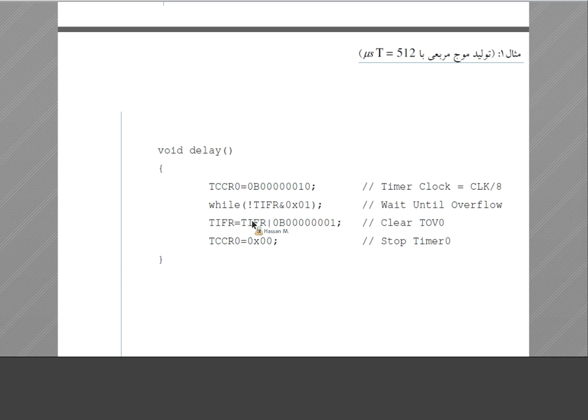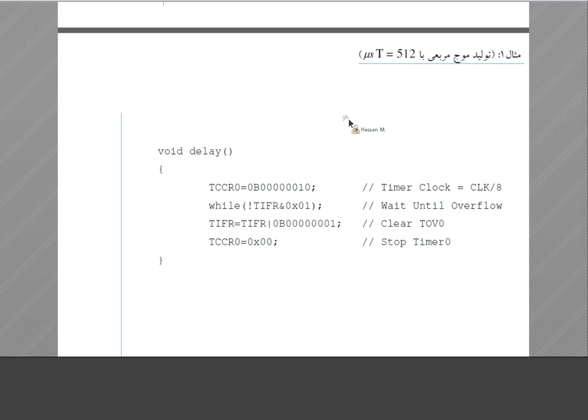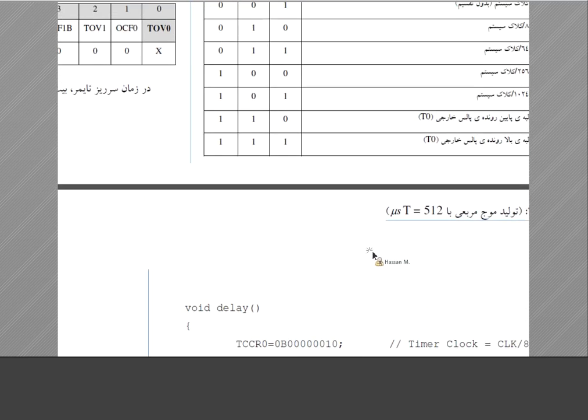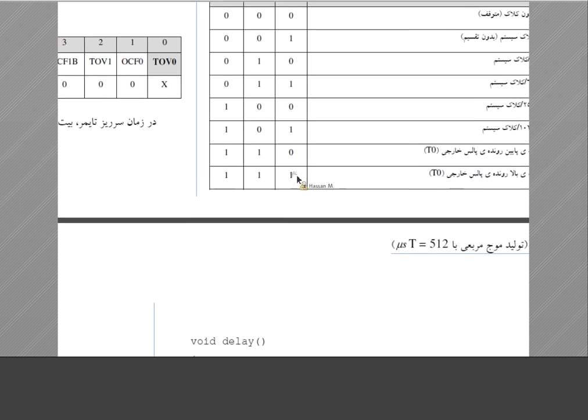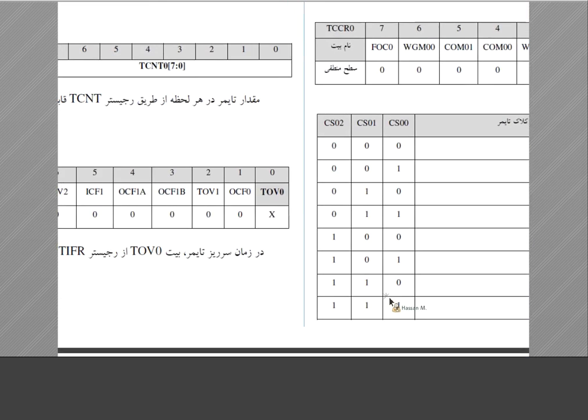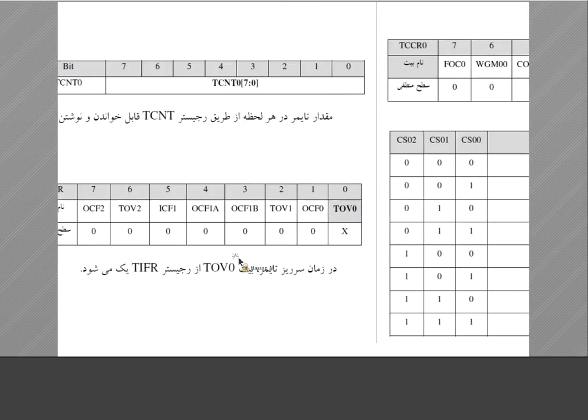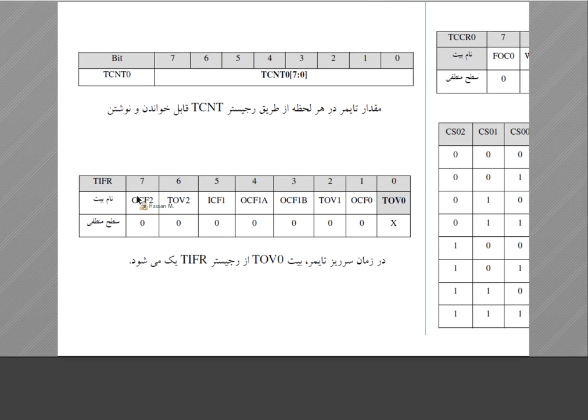TIFR is ORed by 00000001. Okay, what does TIFR mean? Timer interrupt flag register. Here, this is TIFR, and this is bit 0. TOV means timer overflow. Timer overflow for timer 0.